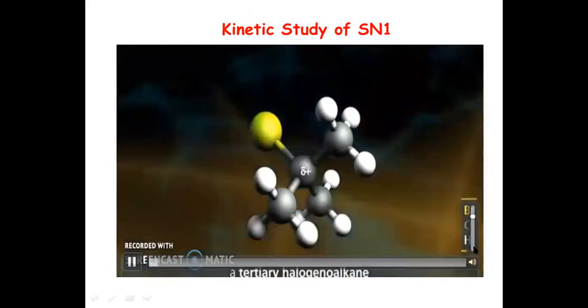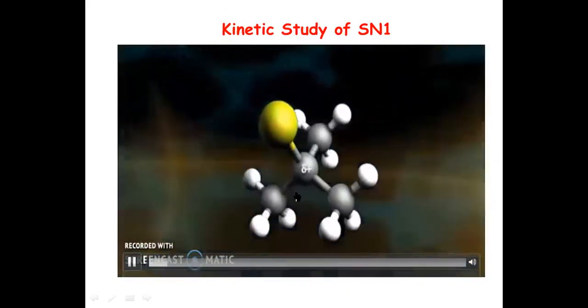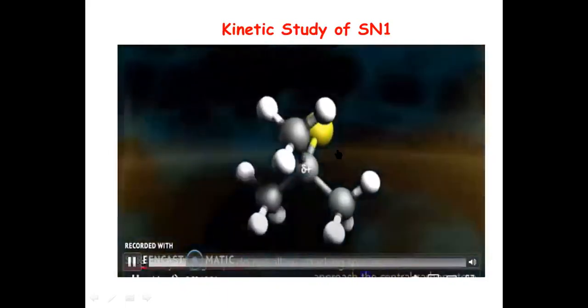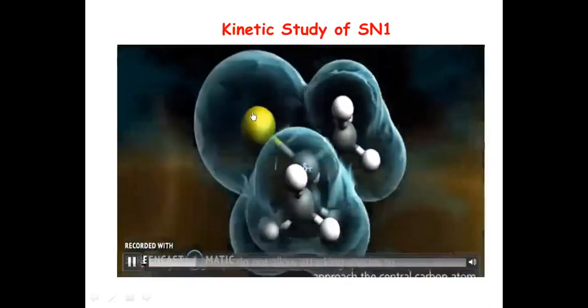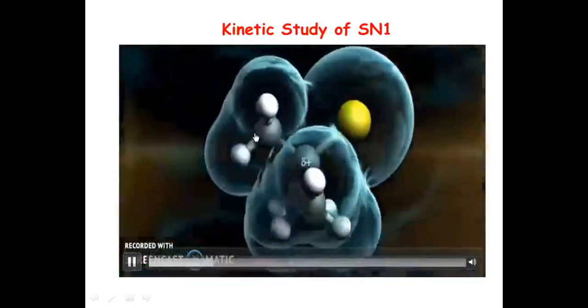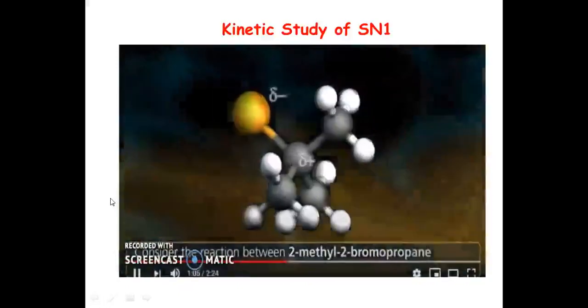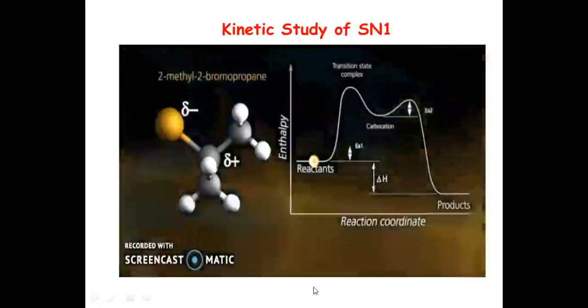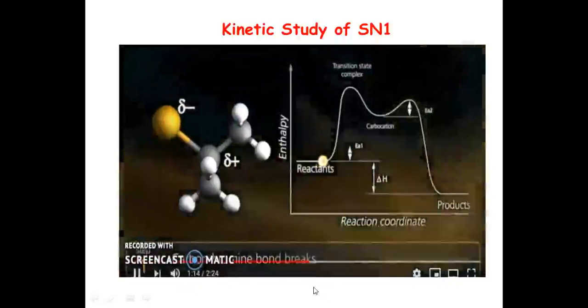So let us see this video and understand SN1 reaction. So this is your substrate. This is a tertiary butyl, let's say tertiary butyl bromide, just what we have seen. This yellow is your bromide, which will be a leaving group, and all the others are CH3 groups. First CH3, second CH3, and third CH3. It is a two-step reaction. The IUPAC name of tertiary butyl bromide is 2-bromo-2-methylpropane. So you can give the IUPAC name or a common name.